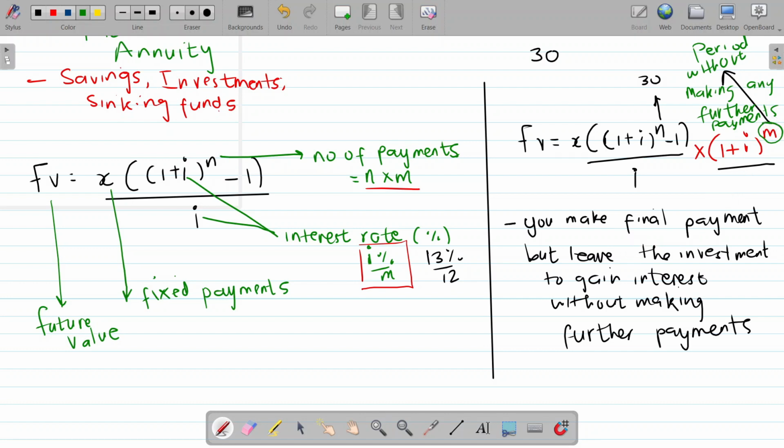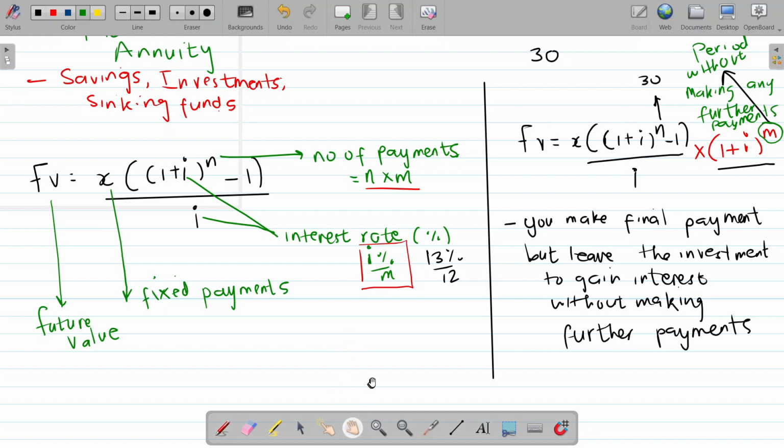So if you make 30 payments and then you leave it for 3 months, your M is going to be 3. If you make 30 payments and you leave it for 2 quarters, right? If interest is paid quarterly, you leave it for 2 quarters, you're going to put 2 there for M. So this is a scenario where you make your final payment and make no further payments, but the investment is still in the account. It's still gaining interest. Okay, that is the second scenario.